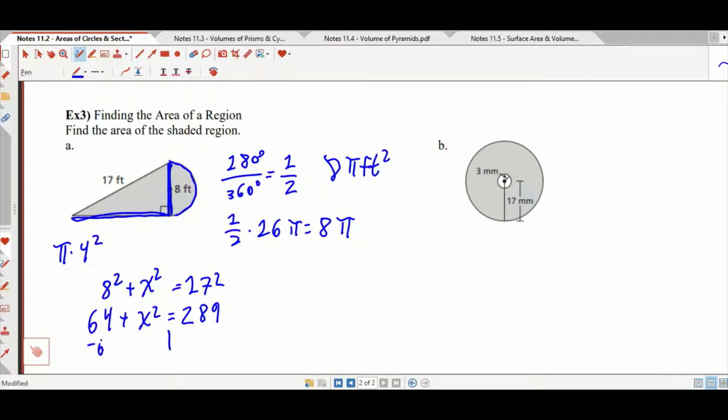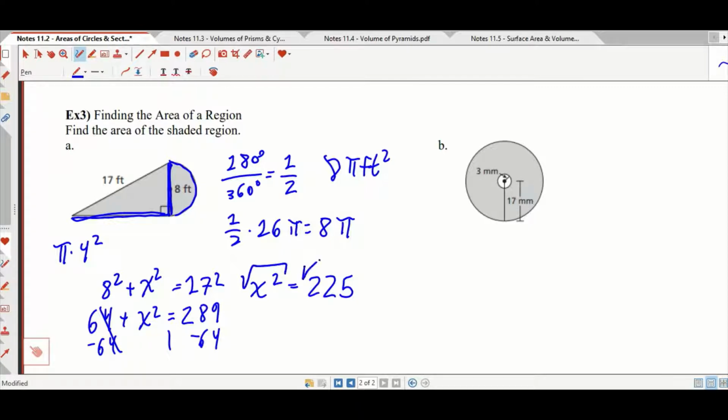We're going to subtract 64 from both sides. Yeah, sorry, I'm doing this up in Idaho, visiting my parents, and I think I'm allergic to something up here because I have been sneezing like crazy.